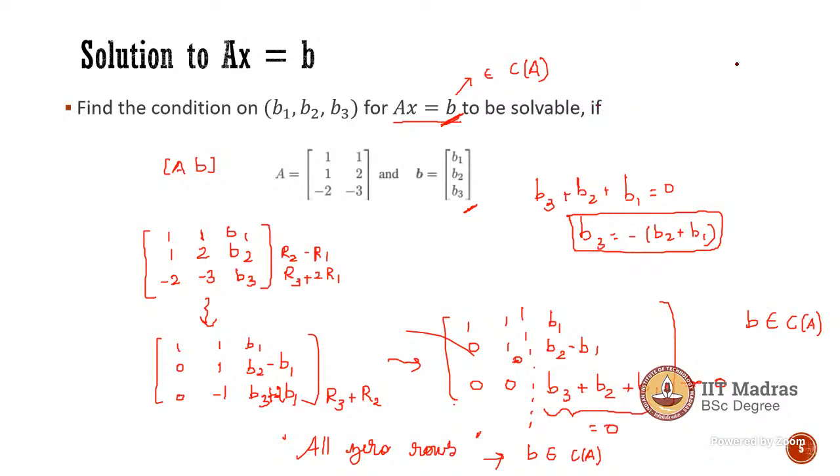If you do not get any all zero rows, then, say you will be given a vector, and you may be asked whether this equation will be consistent or inconsistent. At that time, you just need to augment it with the matrix and try to find whether you get any all zero rows. If you do not get, then that is an inconsistent system, where we say B is not in the column space of A.